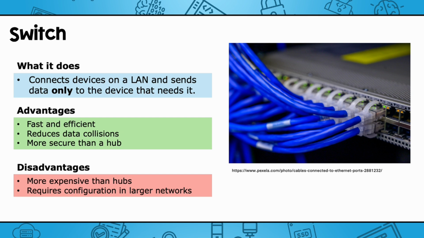Some switches, especially the managed ones, require configuration in a larger network setup. They check each packet of data for an address, a MAC address, and it will send it straight to the right destination. So not every device on that network is going to get that data, which reduces that collision, like we said. So a switch connects multiple devices on a LAN. It receives data packets, checks where they're meant to go, and sends them directly to that device, which makes them fast, efficient, and secure. So no wasted traffic.